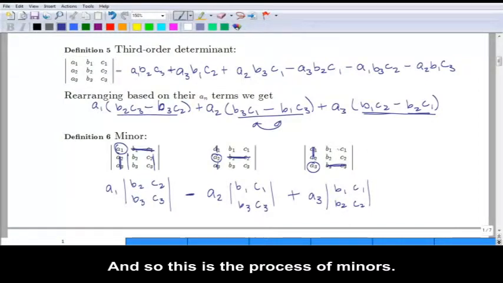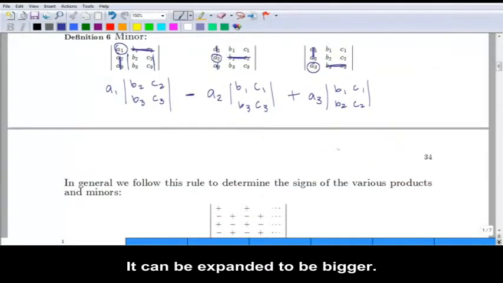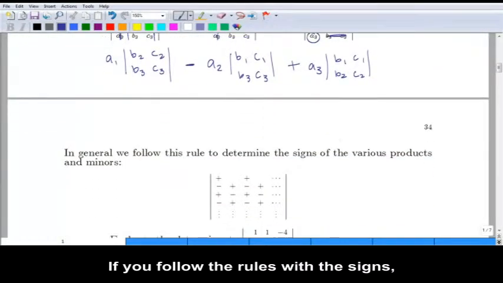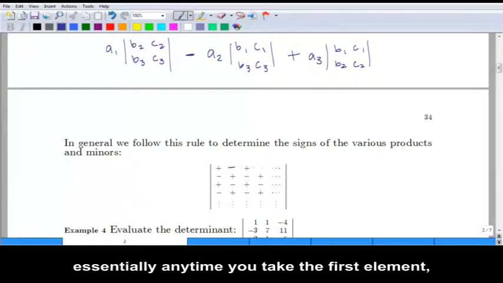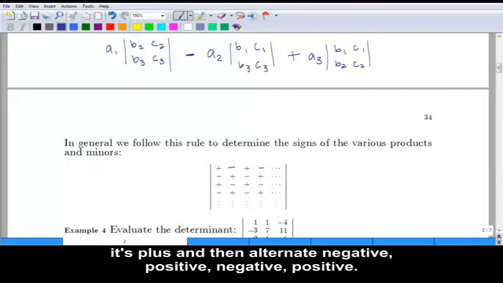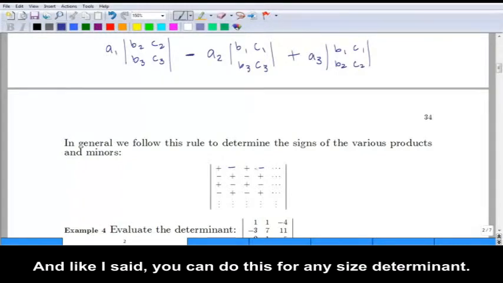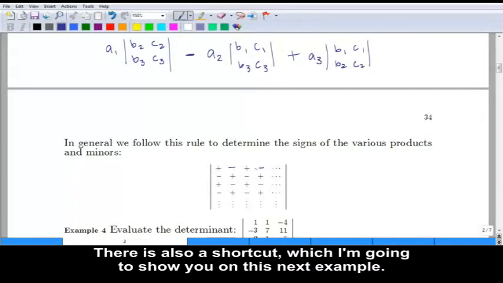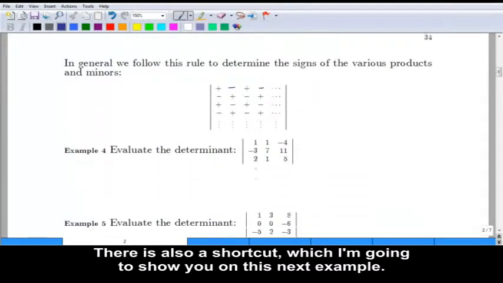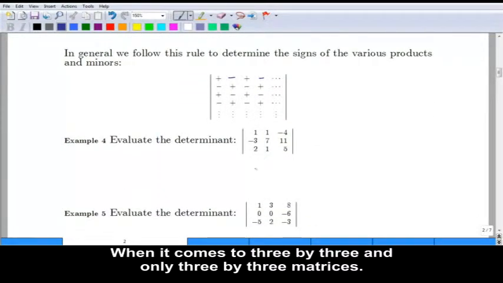And so this is the process of minors. It can be expanded to be bigger if you follow the rules with the signs. Essentially, anytime you take the first element, it's plus, and then alternate negative, positive, negative, positive. And like I said, you can do this for any size determinant. There's also a shortcut, which I'm going to show you on this next example, when it comes to 3 by 3 and only 3 by 3 matrices.